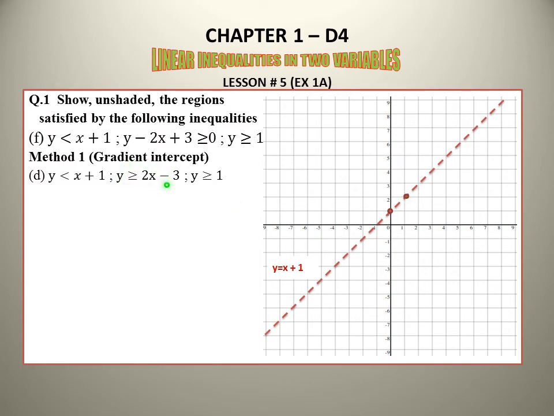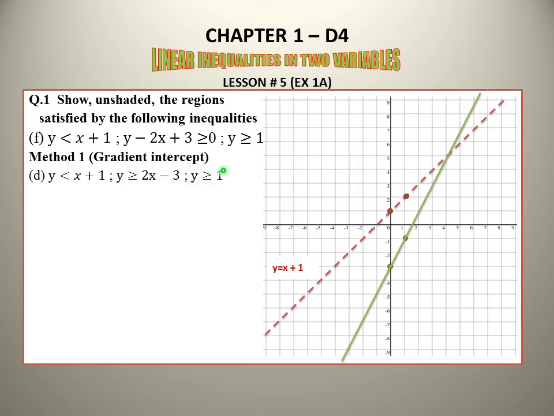Now to draw the graph of this inequality, its y-intercept is -3. So draw a dot at -3. Its gradient is 2. That is 2/1. So from this point we will move 2 units above, rise, and 1 unit on the right side, which is run, and place a dot. Joining these two dots, you will get a line. This is a solid line because the sign of inequality is greater than or equal to.